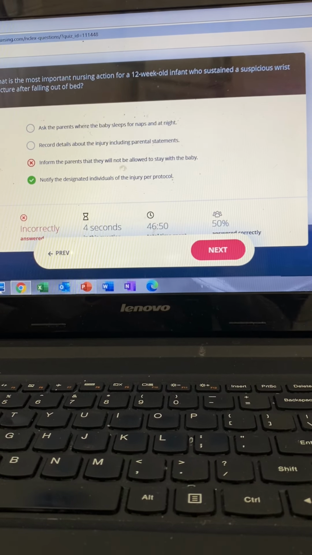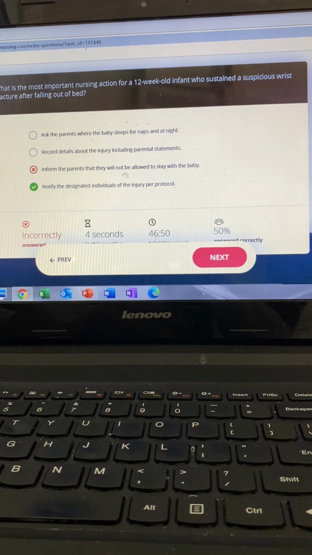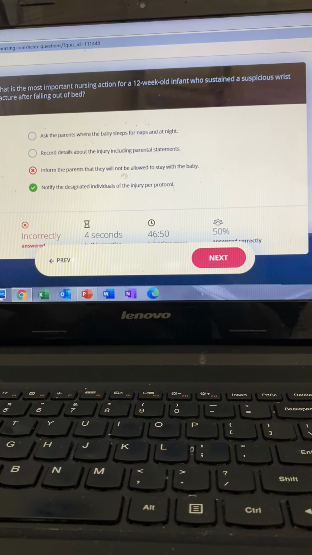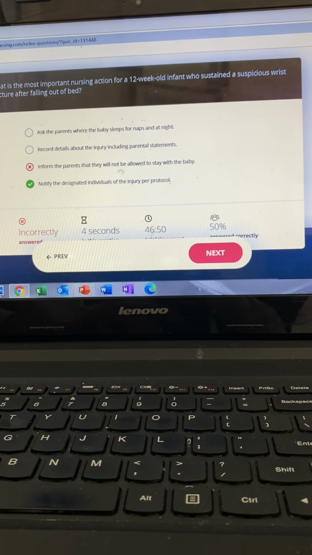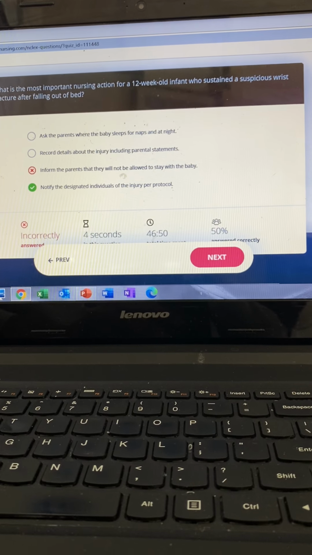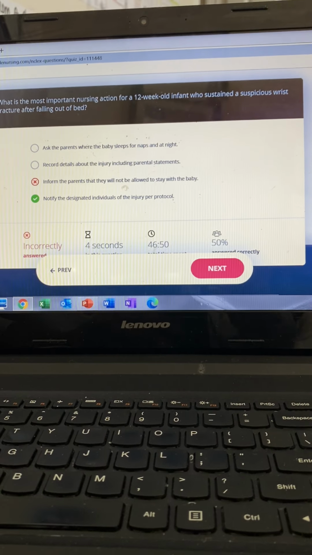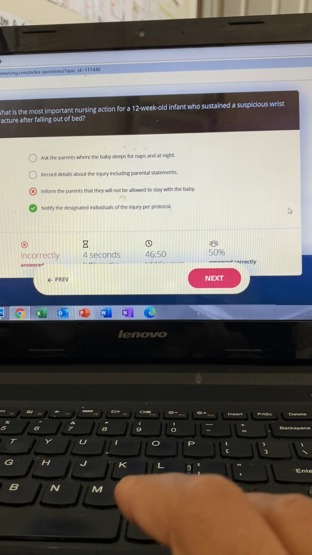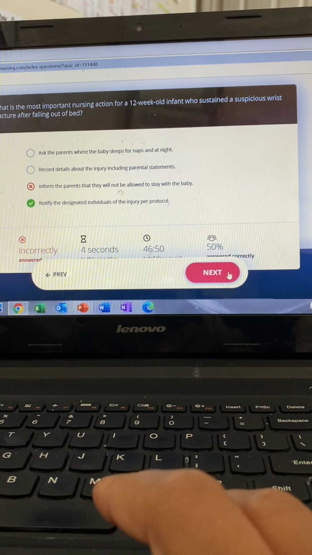So the correct option is number 4. Suspicious of abuse, you guys, you should report to the proper authorities. Remember, nurses are mandatory reporters here. Okay, that wraps it up. For more details and test tips, please see the rationale below.